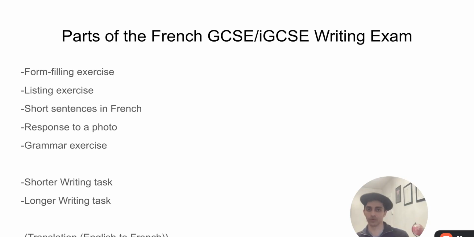So across all of the exam boards, these are the different exercises and tasks students may be required to do, starting with a form filling exercise, then a listing exercise where you've got to answer in short sentences in French, answers where you provide a response to a photo, a mini grammar exercise, a shorter writing task, longer writing task, and then a translation exercise, which is there for all of the French GCSE exam boards, not the iGCSE exam boards, though. And the translation that comes up in the writing paper is generally from English to French.